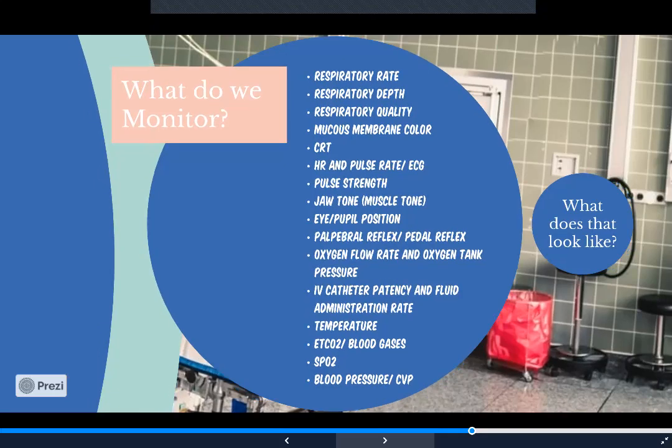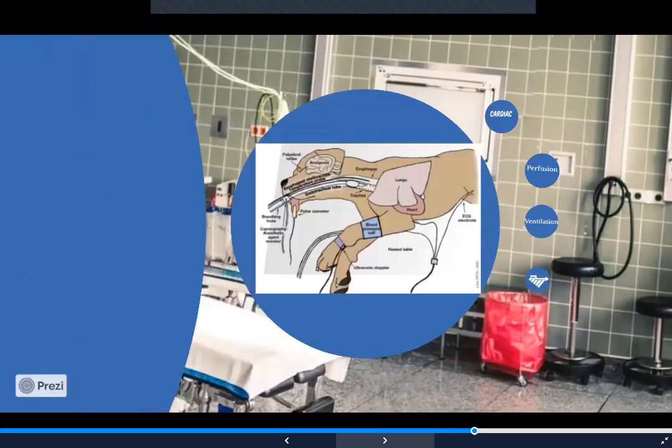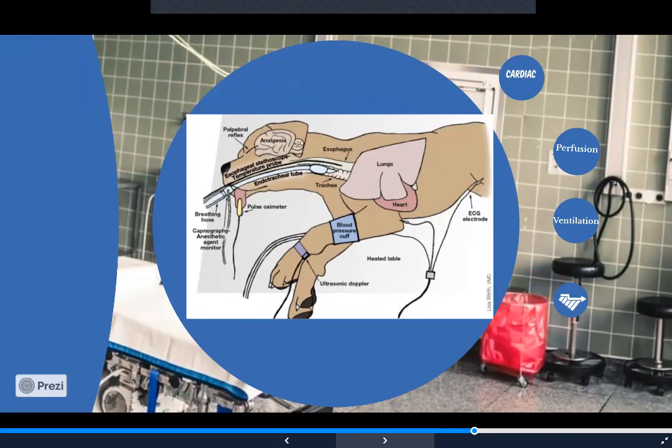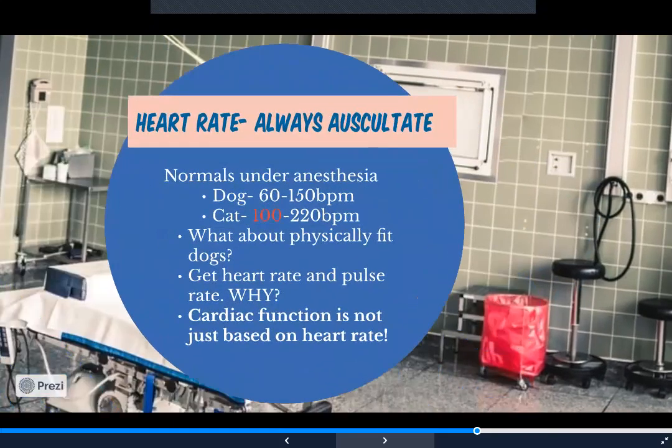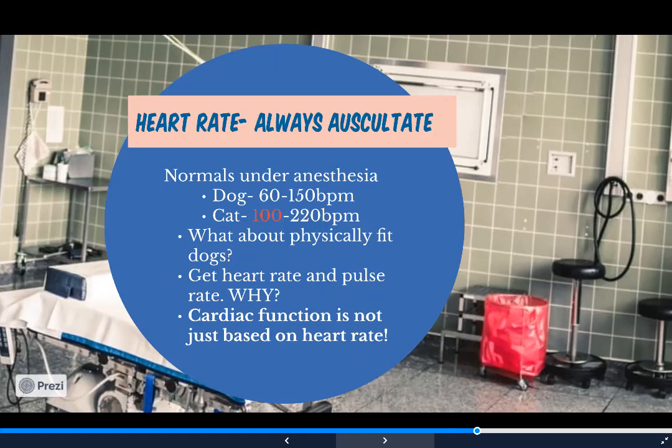So what does that look like? Just like we were talking about before, this is what it looks like on our patient. We're going to talk about our cardiac system first. We always want to know what our heart rate is, and what does that look like under anesthesia? Our heart is going to look a lot different under anesthesia. For dogs, it's going to vary a little bit. Our larger dogs are going to have a lower heart rate than the smaller dogs. Typically we want to see that the heart rate in our larger dogs doesn't go below 60.